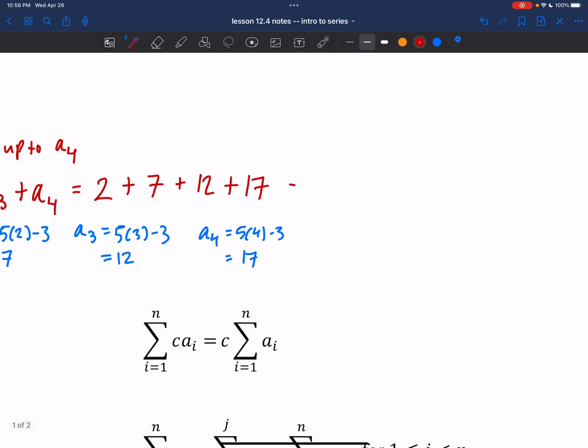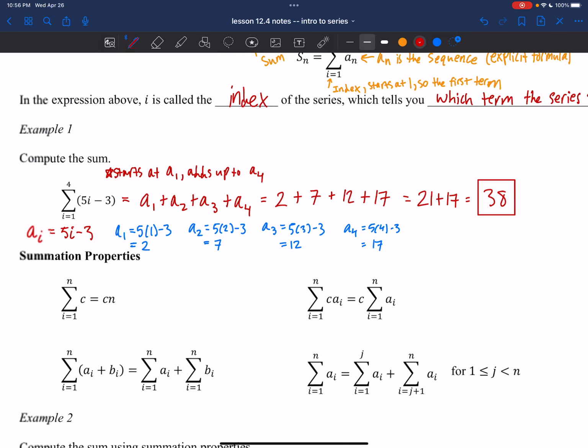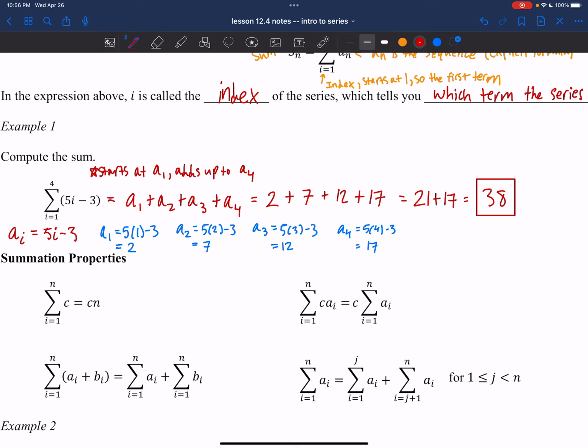And then you just add those together. So 2 plus 7 is 9. 9 plus 12 is 21. So I'll just write that. 21 plus 17, that's 38. And there you have it. That's the sum, okay? So this series, if you add up all the terms, computes to 38. And that's all we're really doing, is computing these sums.